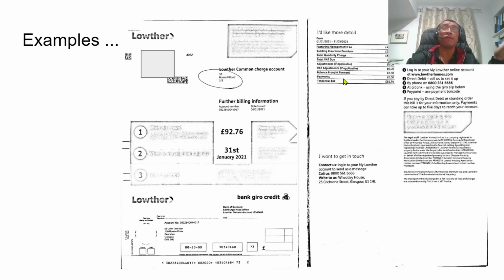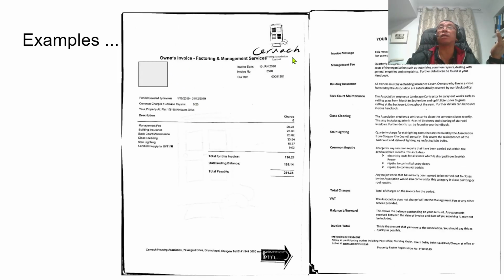So they're very simple, right? In this bill, there are no ad hoc charges. Okay, now this other one.